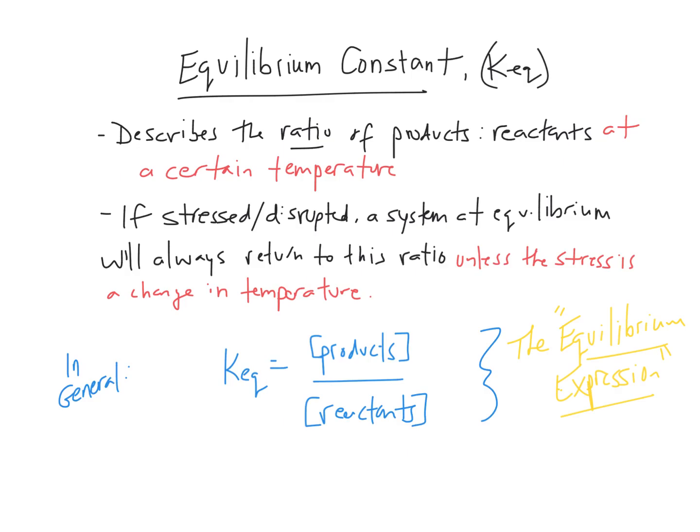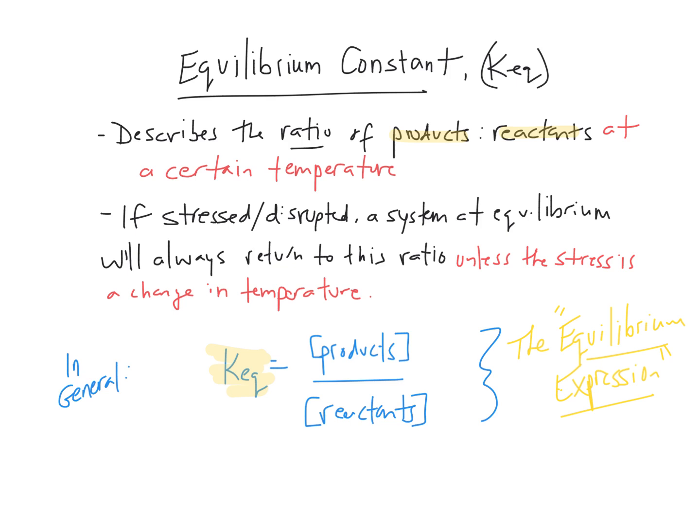Okay, so for a system at equilibrium, we can describe it with what's called the equilibrium constant, and that's what is shown here, K equilibrium. It's more of an equation rather than an expression actually, but it's an equation that describes the ratio of the products to reactants at a certain temperature, of course, when a system is at equilibrium.